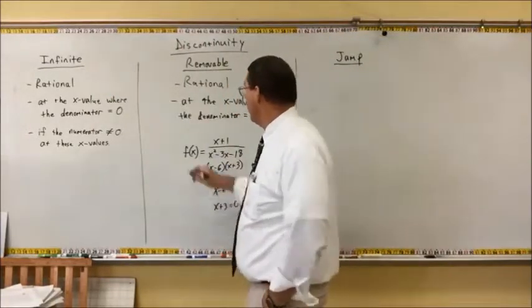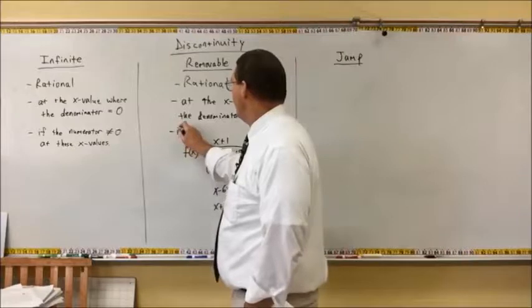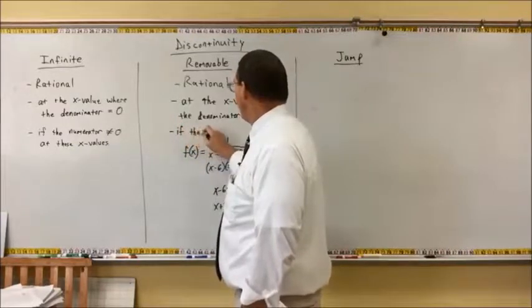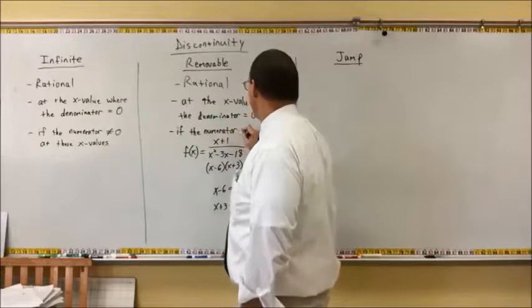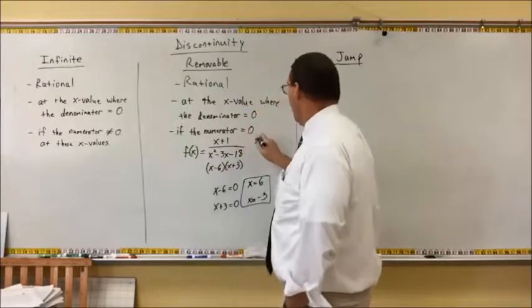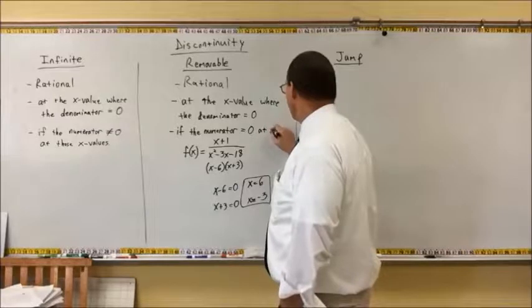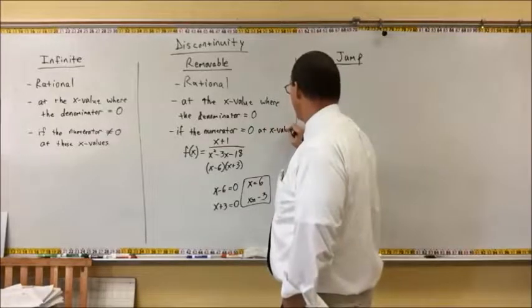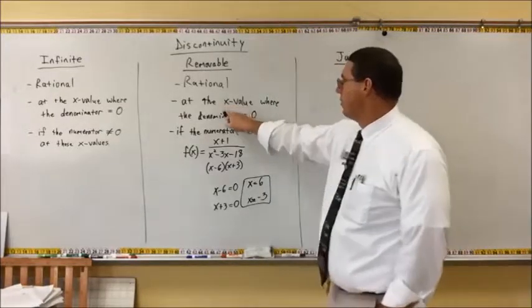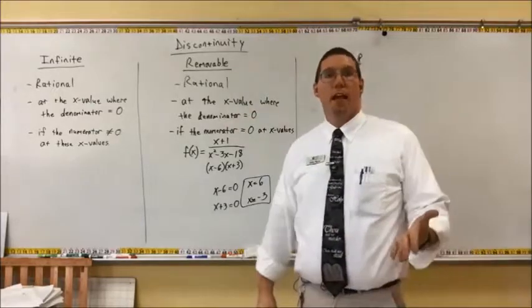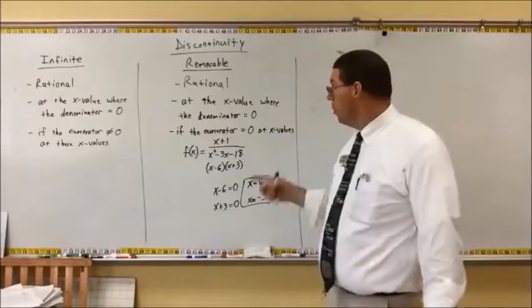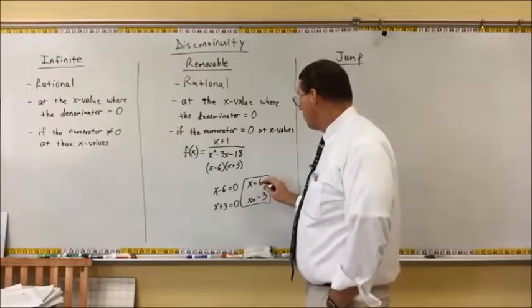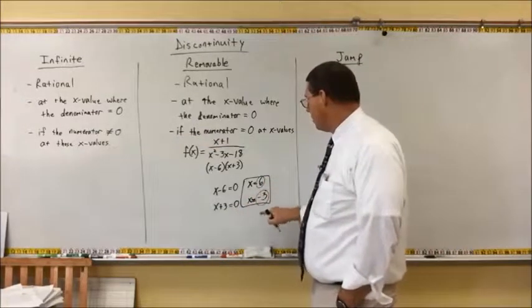On the other hand, if the numerator does equal 0 at those x values, the same x values that make the denominator equal 0, then it is a removable discontinuity. It's really that simple. So in this case, our x values are 6 and negative 3.